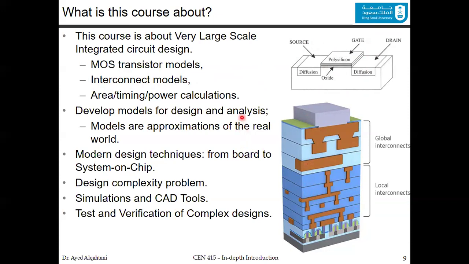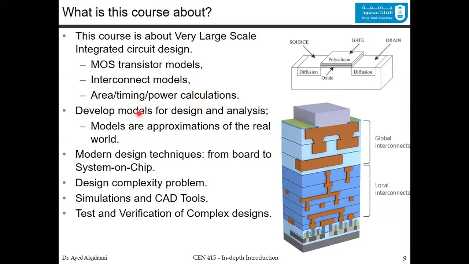We will start by studying the transistors. We will give them a few chapters to focus on them. And after that, we will move to the interconnections. In this study, we will always look at area, timing, power consumption calculations, noise and what to do with noise, and other topics that we will cover in the coming subjects.